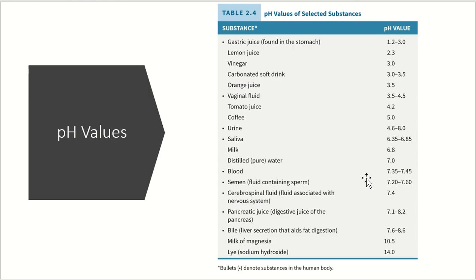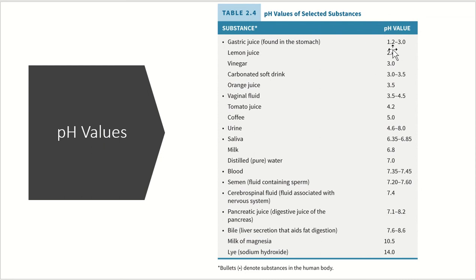So anyhow, pH values. This is just an interesting little table looking at the pH values for the various substances. Stomach juice is going to be between 1.2 and 3, a pH value of 1.2 to 3. So it's very acidic, all right? It's way below 7. This will eat a hole in you, except it's in your stomach, so it's contained and it's okay.